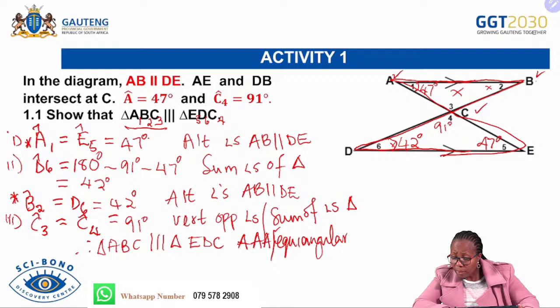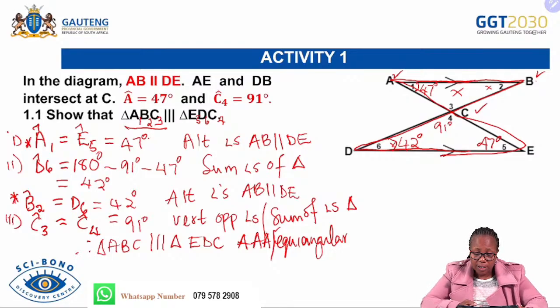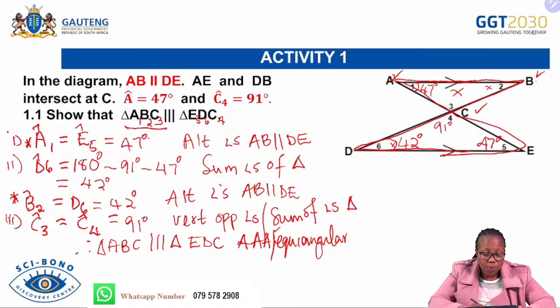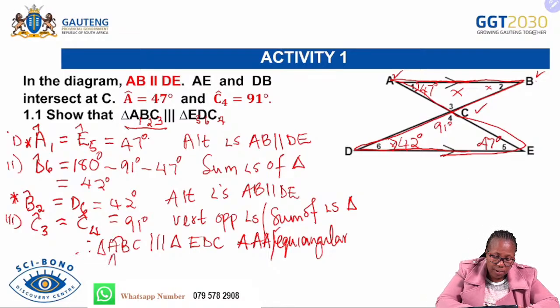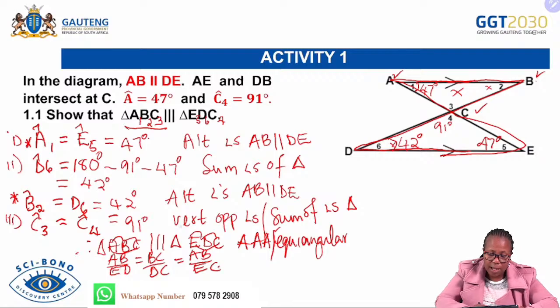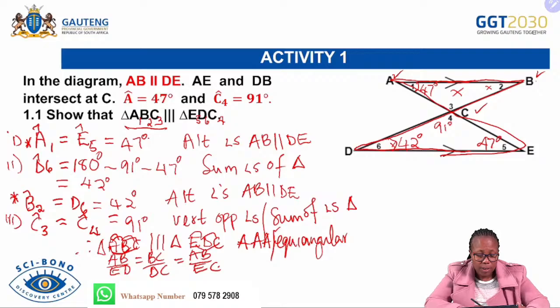Okay. And then from there, grade 12, remember you can take out your ratios now. If the 2 triangles are similar, we can have the ratio AB over ED equal to BC over DC equal to AC over EC. Okay. And then now move on to the next question.